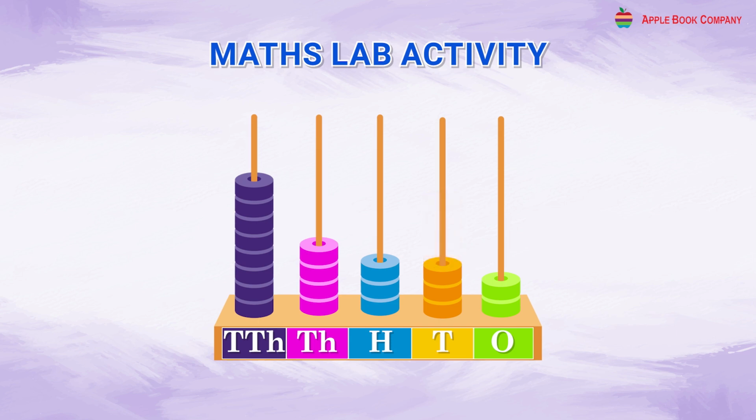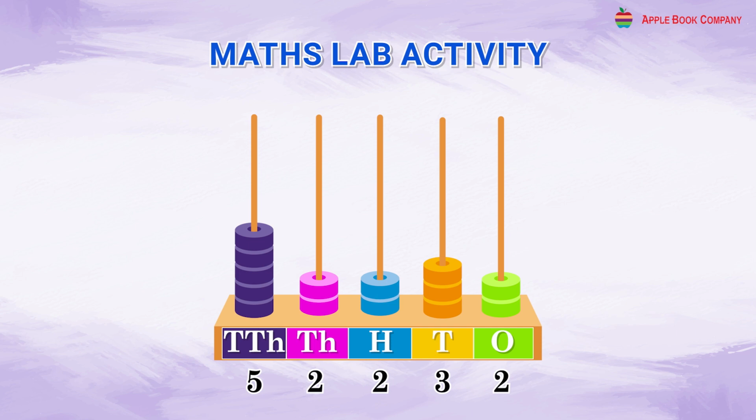Similarly, remove 4 yellow beads, 1 blue bead, 2 pink beads, and 3 dark blue beads. Now, the abacus contains 5 dark blue beads, 2 pink beads, 2 blue beads, 3 yellow beads, and 2 green beads. Thus, it represents the number 52,232 now. Therefore, 84,378 minus 32,146 is equal to 52,232.